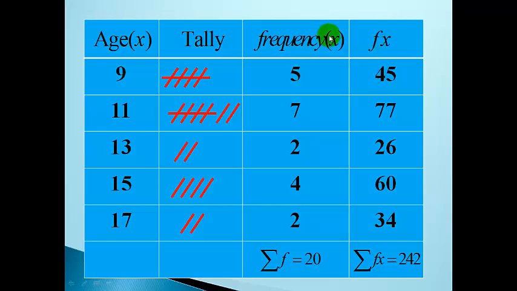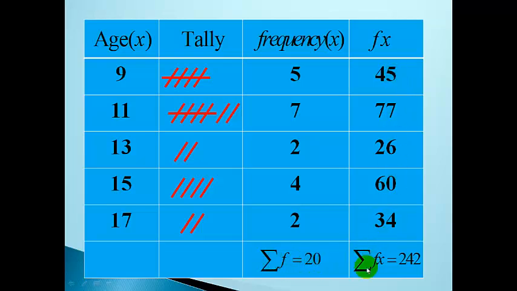How do we find fx? We multiply the frequency f by x. So 9 times 5 is equal to 45. 11 times 7 is equal to 77. 13 times 2 is equal to 26. 15 times 4 is equal to 60. 17 times 2 is equal to 34. So that is how we find fx. We multiply the frequency by the x. Now if you want to find summation f, you sum all the frequencies. So 5 plus 7 plus 2 plus 4 plus 2, and the answer is 20. So summation f equals 20.